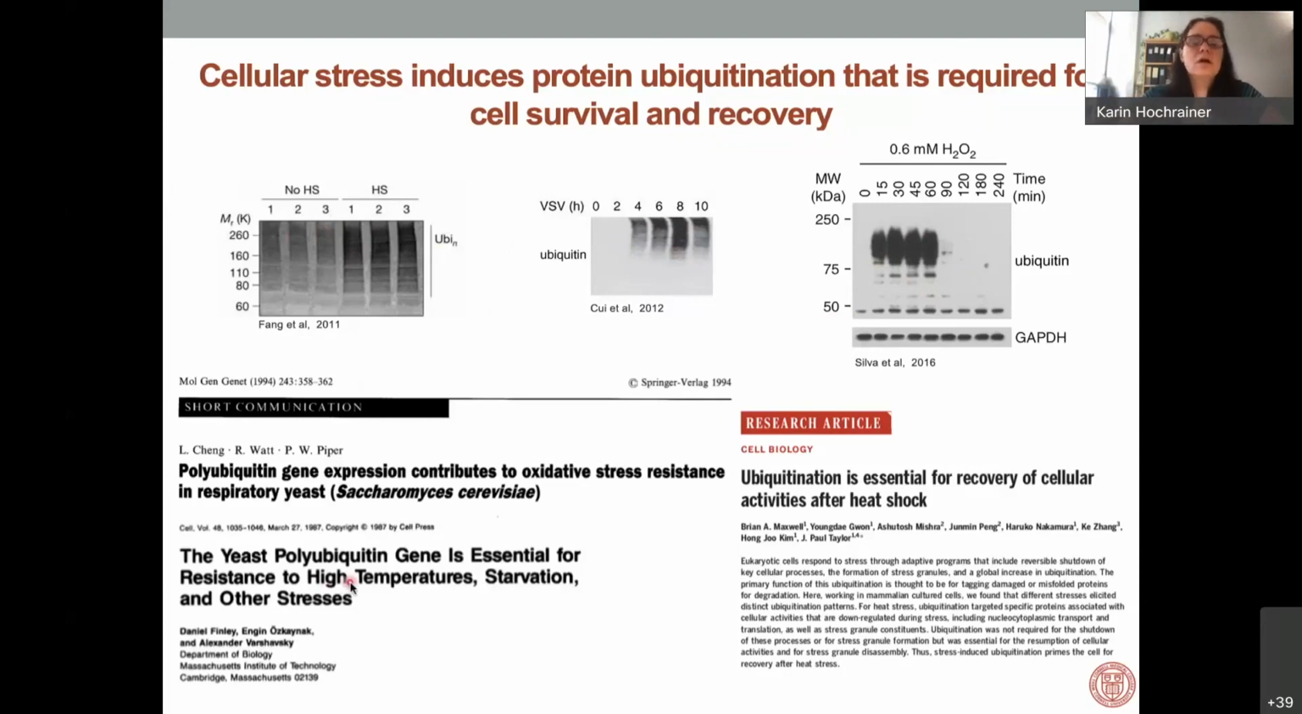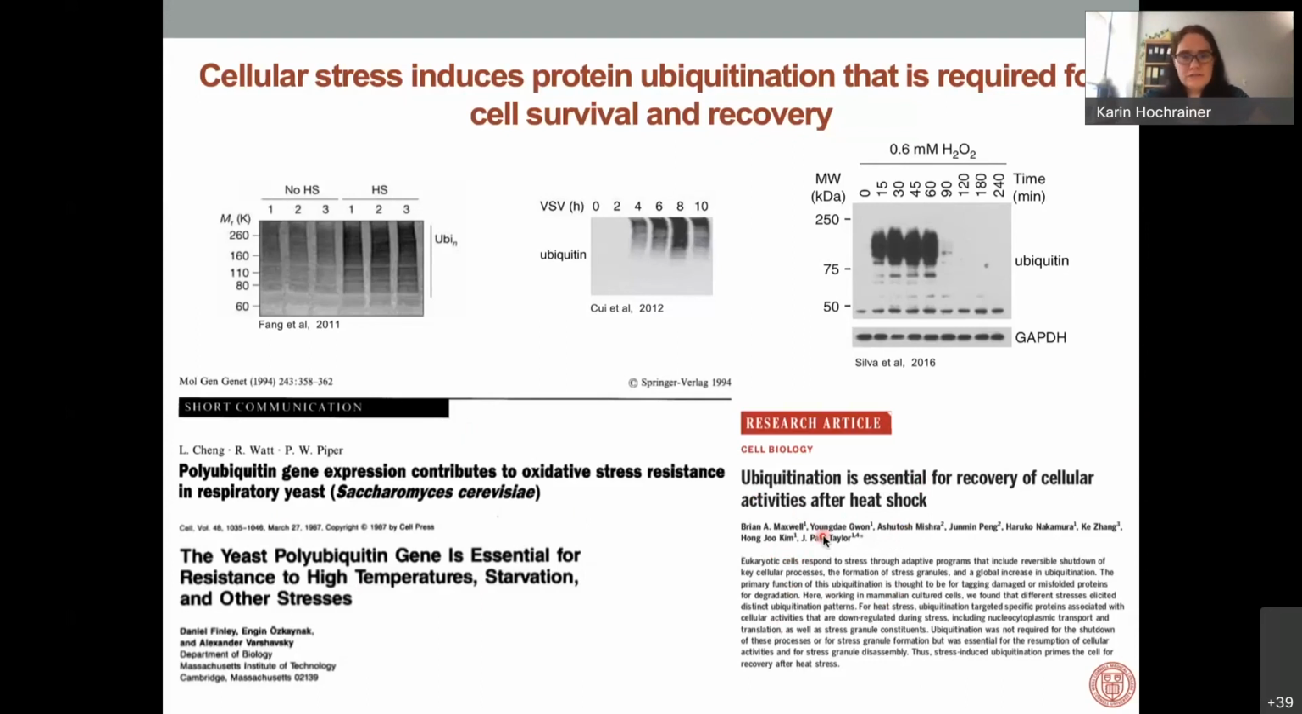In addition, it's known that this induction in ubiquitination is essential for survival. So if you, for example, delete the polyubiquitin gene, and this has been done in yeast, you lose resistance against, for example, oxidative stress, high temperatures, or starvation. This also happens in mammalian cells, so not only in yeast. So there's, for example, a publication that recently came out in Science by Paul Taylor's group from St. Jude's, where they show that ubiquitination is essential for recovery after heat shock.